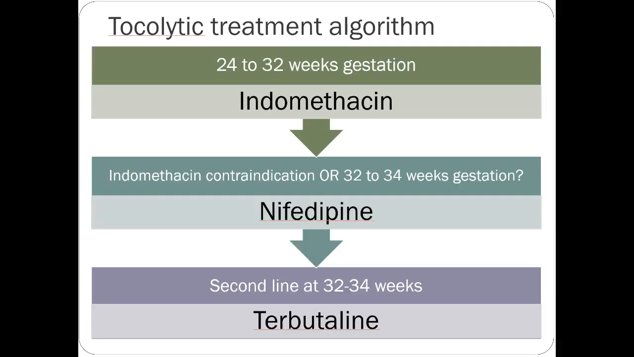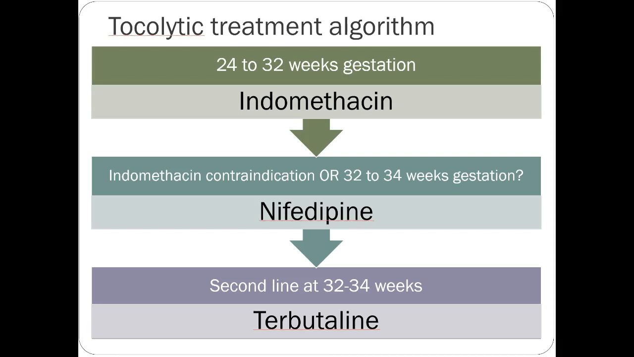So what exactly do you do and what's preferred? Usually if somebody's going into labor at 24 to 32 weeks, indomethacin is the preferred agent. It's probably thought of as the most effective one. However, once you hit that 32-week mark, it becomes contraindicated. Part of that has to do with the developing fetus. There's some risk of bleeding as well. We'll talk about that specifically here in a second.